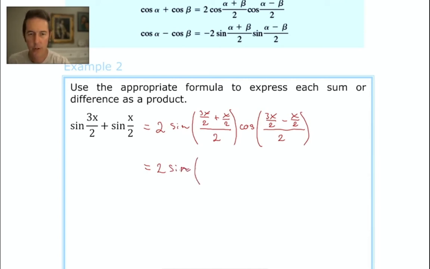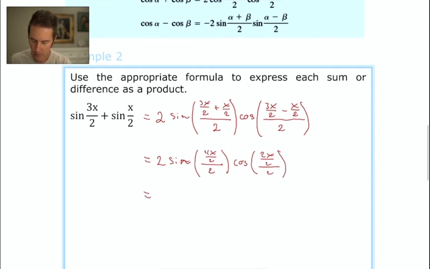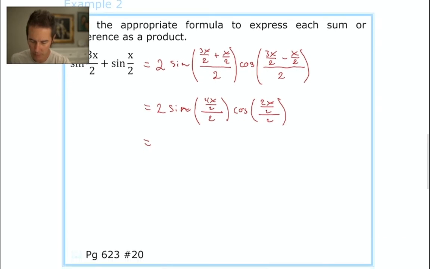So in the big numerator here, I've got 3x over 2 plus x over 2. Those are already common denominators, which gives me 4x over 2. And then that's over 2 again. So I have 4x over 2 over 2. And then the cosine of 2x over 2 all over 2. So we do still need to know how to reckon with multiple fractions like this. Let's keep that leading coefficient of 2.